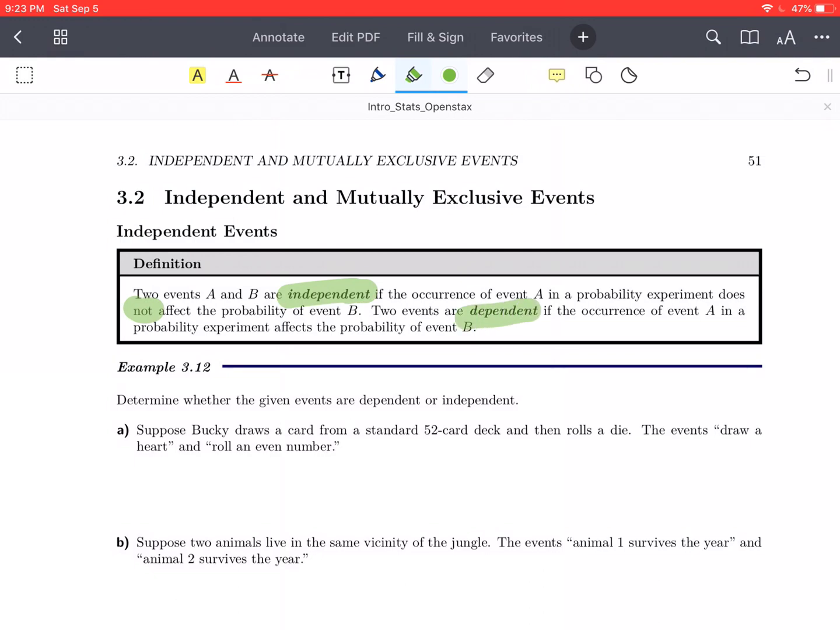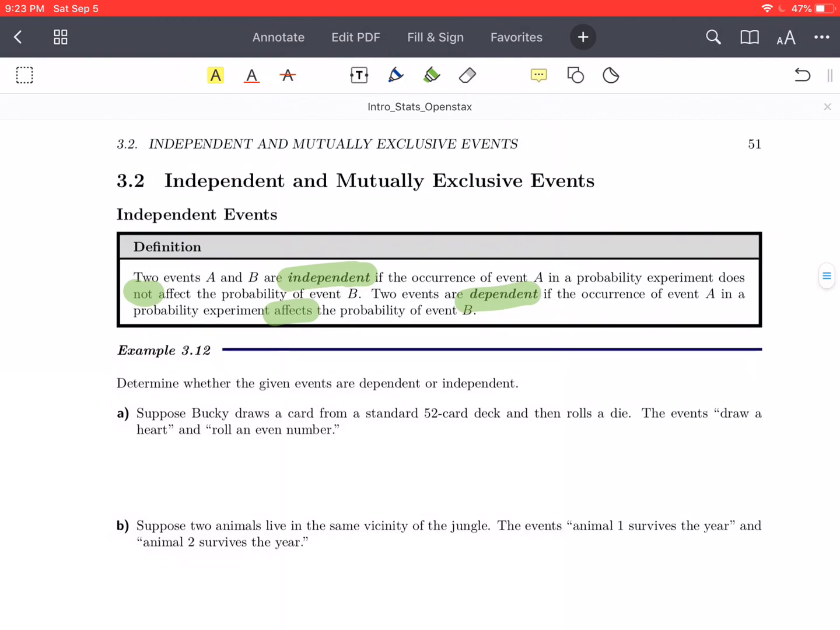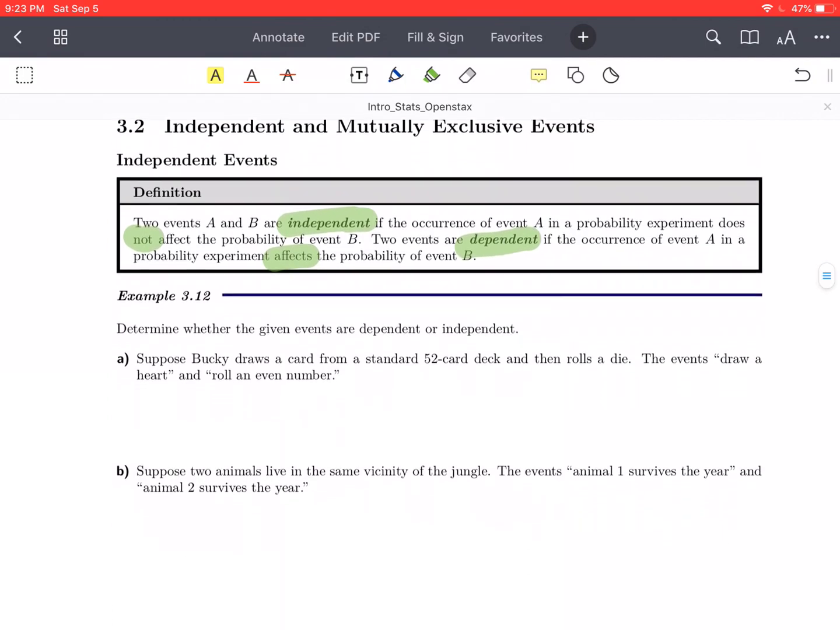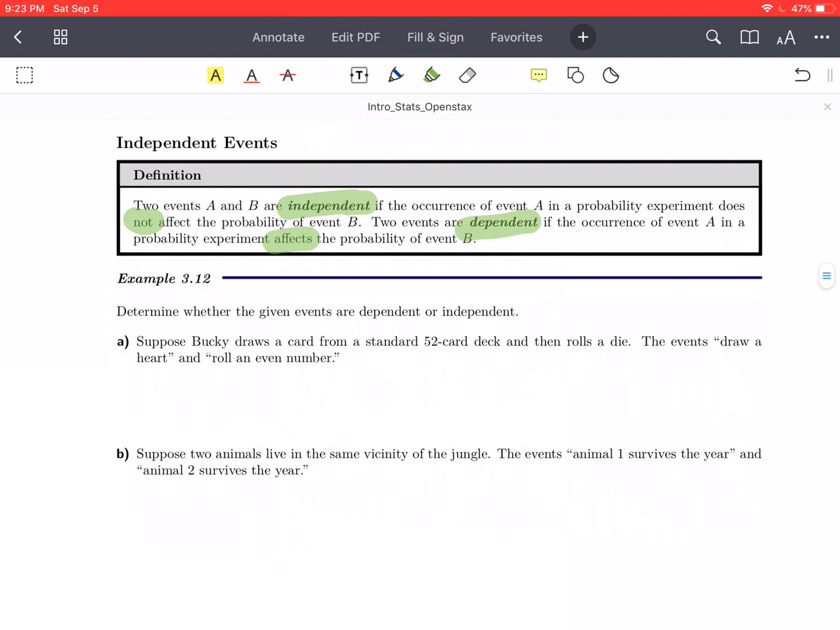And we say that they are dependent if the occurrence of A does affect the probability of B. So if they do affect each other's probability, they are dependent, and if they don't, then they are independent. In this example, determine whether the given events are dependent or independent.